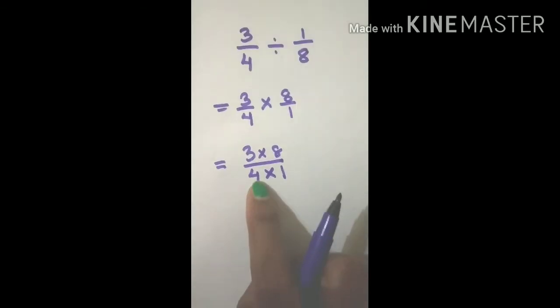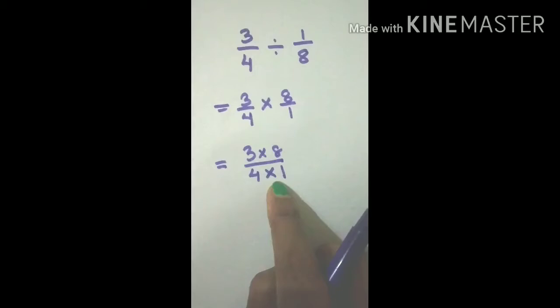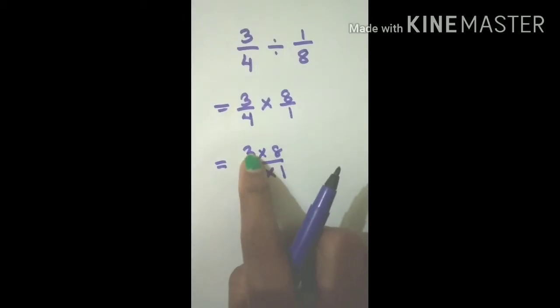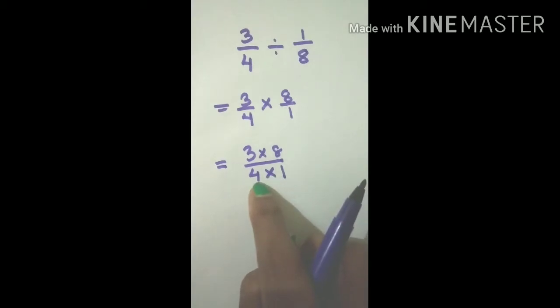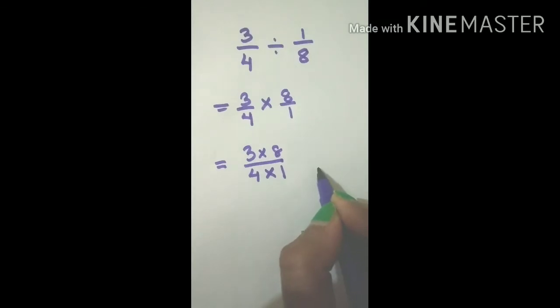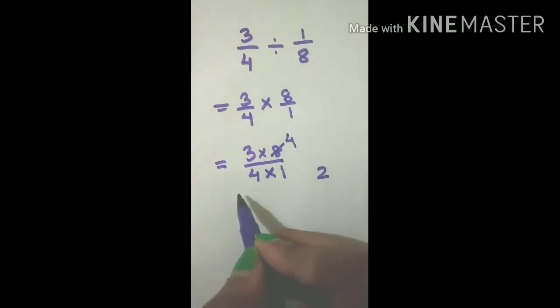Now we will see if there is any common factor between the numerators and the denominators. There is no common factor between 3 and 1 except 1. So we will leave 3 and 1 as it is, and we know that there is a common factor between 4 and 8, and the common factor is 2. So we will divide 4 and 8 by 2. 2 multiplied by 4 is 8 and 2 multiplied by 2 is 4.